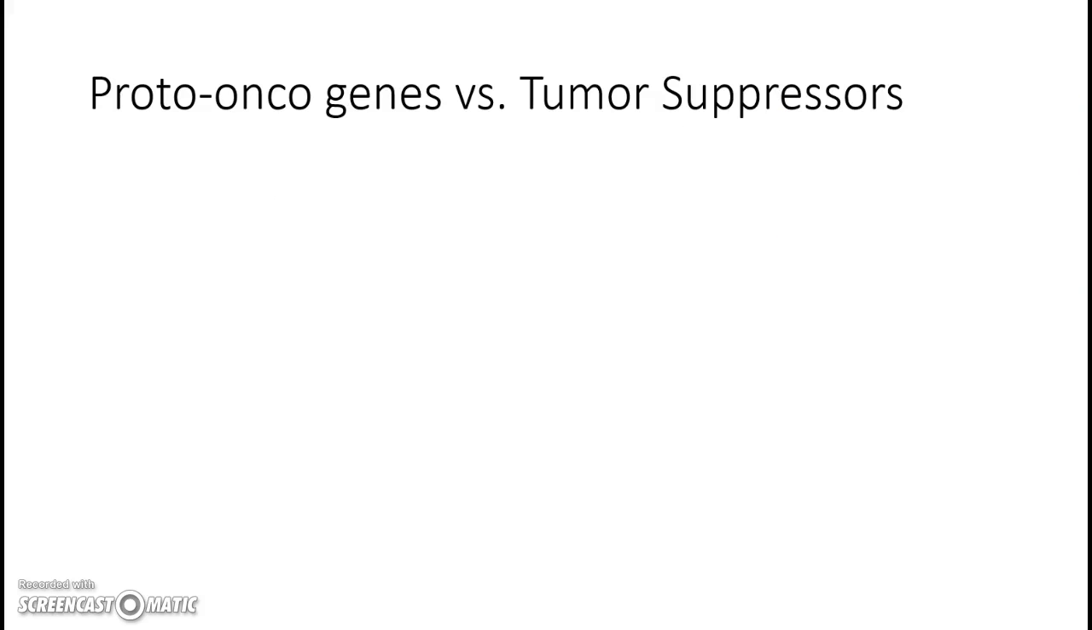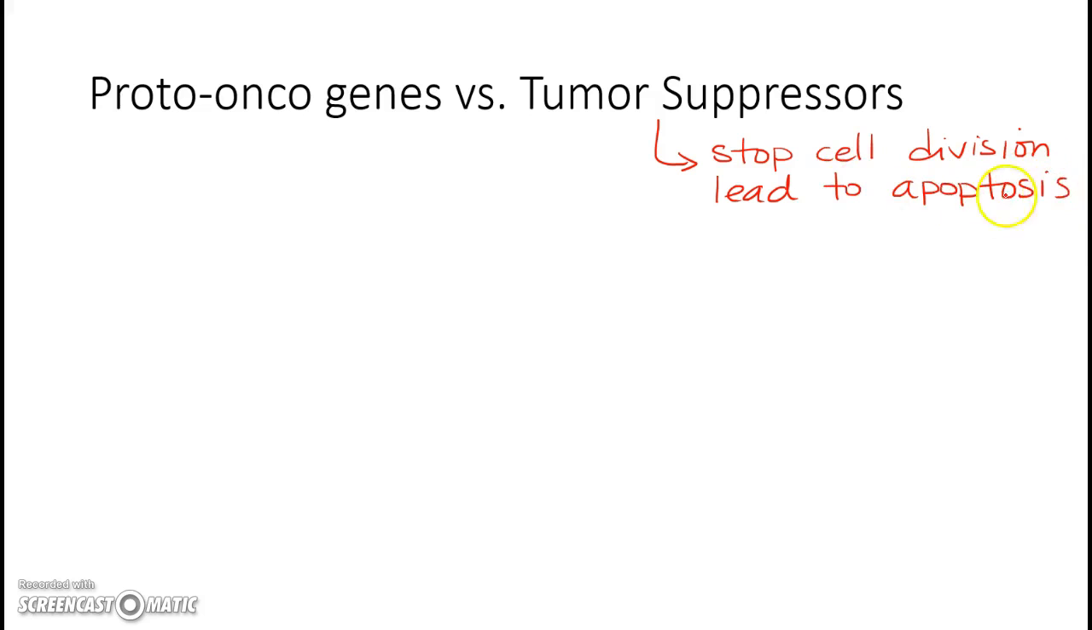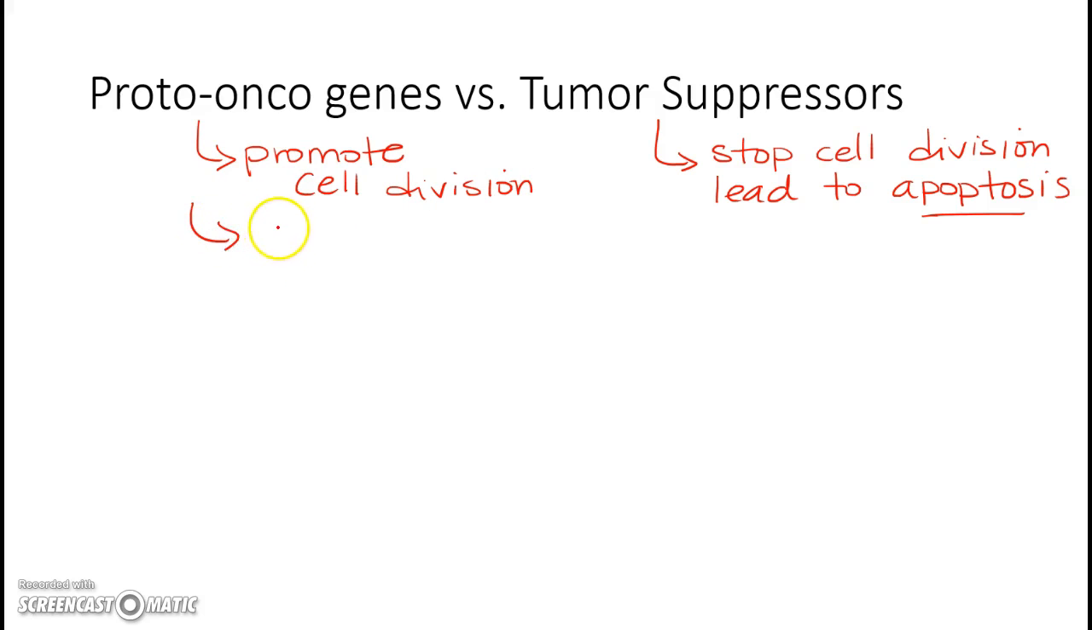Okay, let's move on. All right, proto-oncogenes versus tumor suppressors. So tumor suppressors stop cell division. And they could lead to apoptosis. Remember, that is when the cell programs itself to die. Proto-oncogenes, these produce proteins that promote cell division. And when they're mutated, could turn into oncogenes and cause cancer.